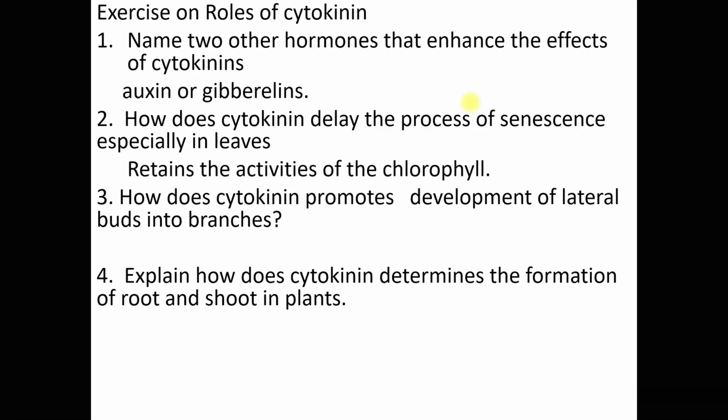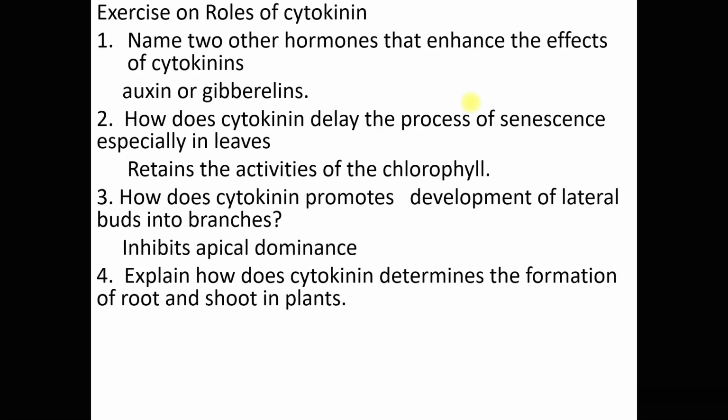Okay, it retains the activities of the chlorophyll. Right, that's why dead leaves or fallen leaves are brown, meaning to say that all the chlorophylls are dead. How does cytokinin promote development of lateral buds into branches? Okay, by inhibiting apical dominance.